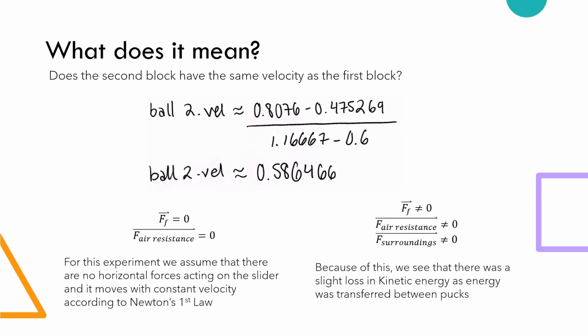So what does this mean? Does the second block have the velocity of the first block? No, it doesn't. It's actually a little less. And this is because air resistance and the forces of the surroundings were impacting the puck, even though in our computational model we assumed they didn't. So we do see a slight loss in kinetic energy as energy was transferred between the two pucks.